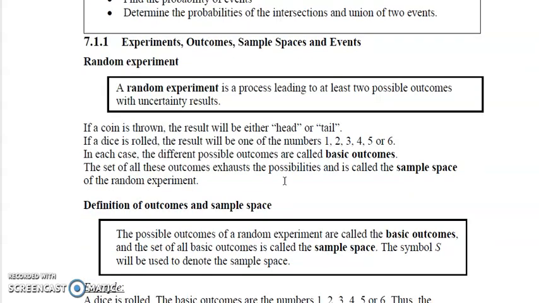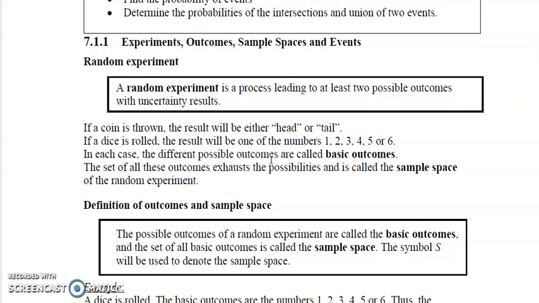Okay, so I just want you to know that we have some terms that you need to know. You need to be clear about experiments, outcomes, sample space, and events. What is a random experiment? A random experiment is a process leading to at least two possible outcomes with uncertain results. As an example, a coin is thrown, so either we'll have head or tail. A dice is rolled, and the result will be one of the numbers 1, 2, 3, 4, 5, or 6.